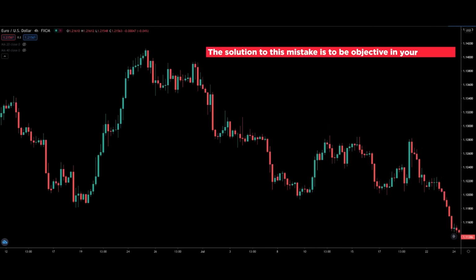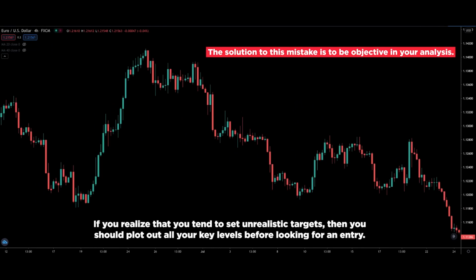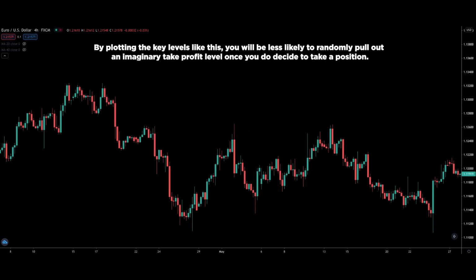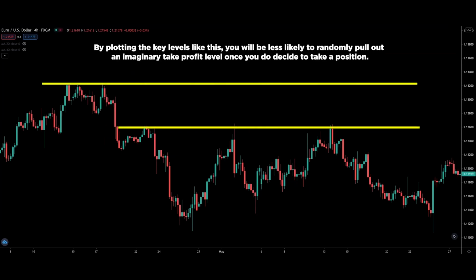Well, the solution to this mistake is rather straightforward. Be objective in your analysis. If you realize that you tend to set unrealistic targets, then you should plot all your key levels before looking for an entry. By plotting out the key levels even before deciding what you want to do, you will be less likely to randomly pull out an imaginary take profit level once you do decide to take a position.